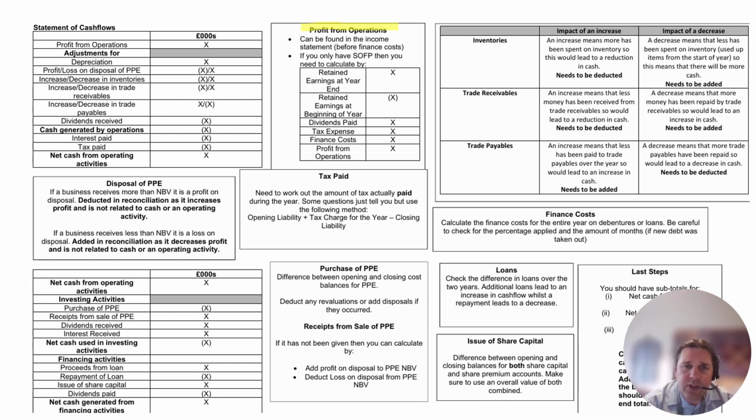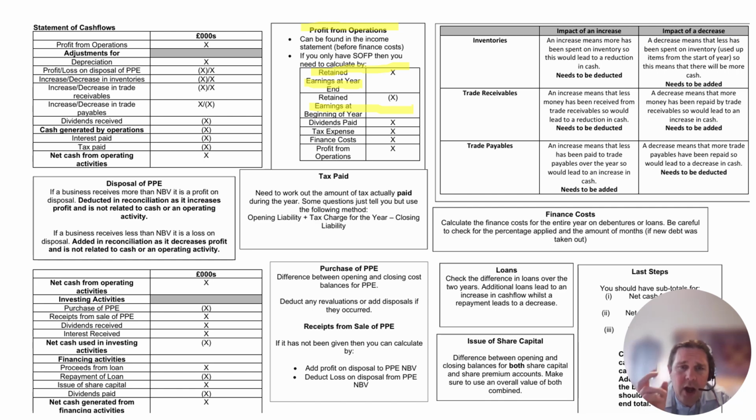So for profit from operations, what we do is we look at our retained earnings at year end, and compare it to the beginning. All things being equal, if you look at the difference between beginning and end, if nothing else changed, that would be the profit from operations. But as it's a limited company account, that's not necessarily the case.